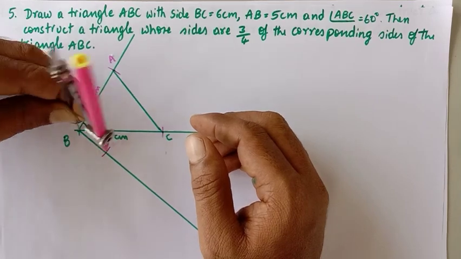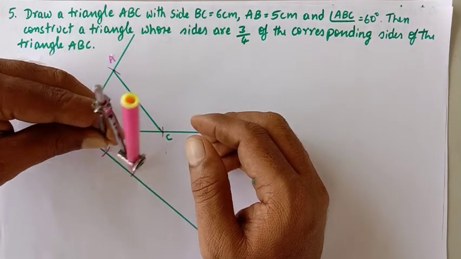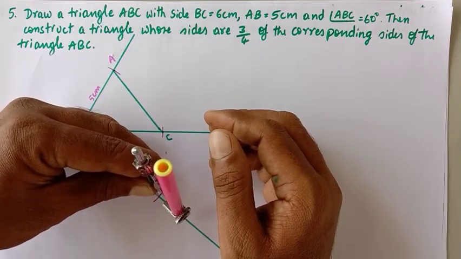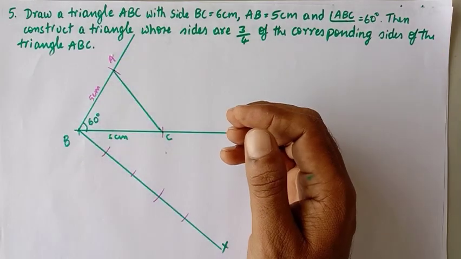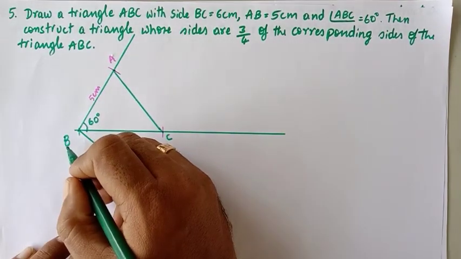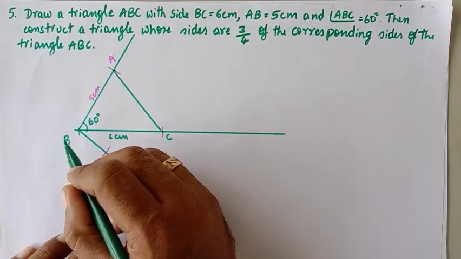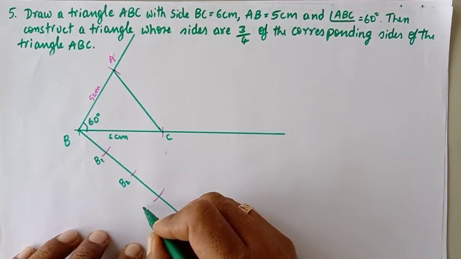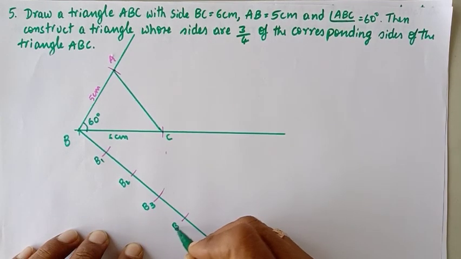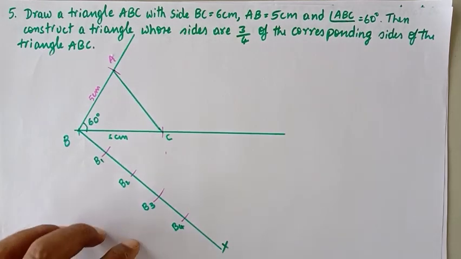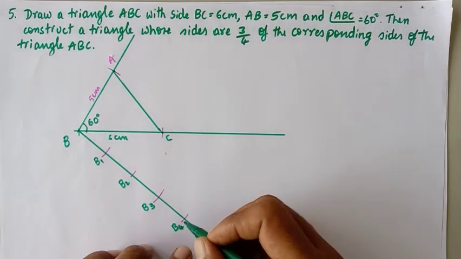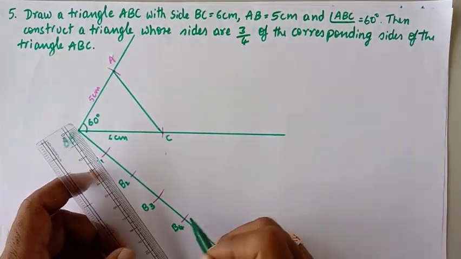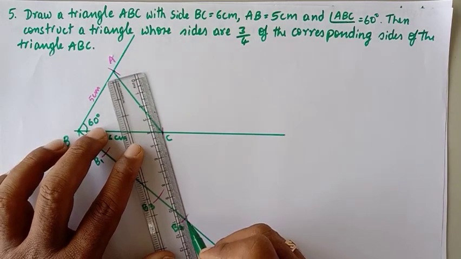One, 2, 3 and 4, and I will name them as B here. In the previous case it was A, but here B is there, so B1, B2, B3, B4, and I will be joining B4 with C. The denominator is 4, so we will be joining B4 with C.